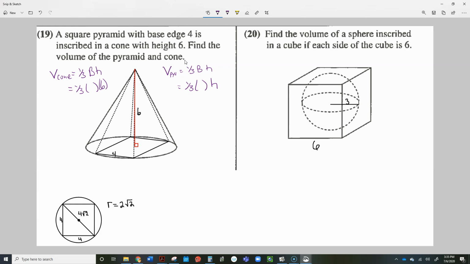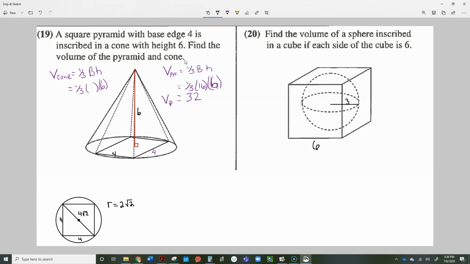And so for the pyramid, the area of the base, that's what that B stands for, is pretty easy. It's just 4 times 4 because it's a square. So 4 times 4 is 16. Oh, I forgot to put a 6 in right there. The height is 6. So multiply 16 times 6 and divide it by 3. And I think you get 32. You do. So the volume of the pyramid is 32 units squared. Doesn't give me any units on this one.